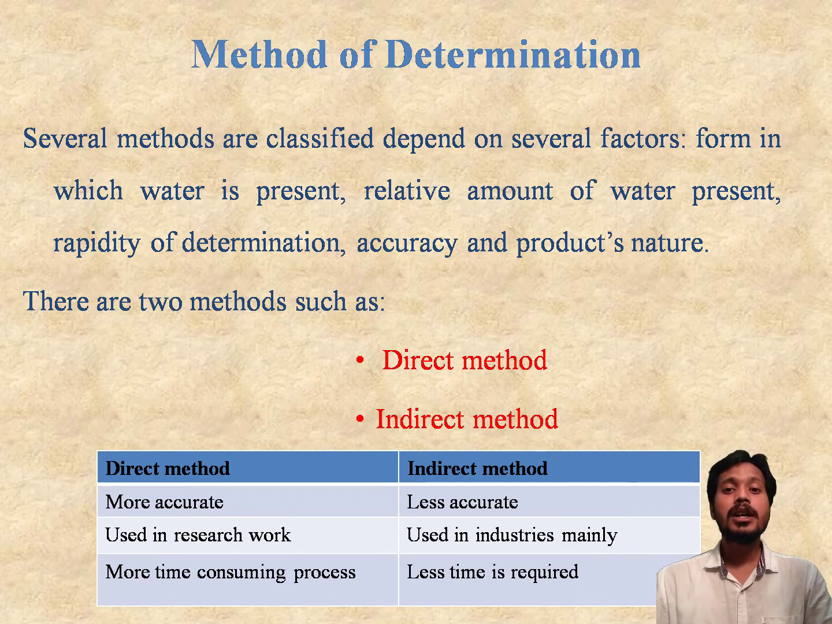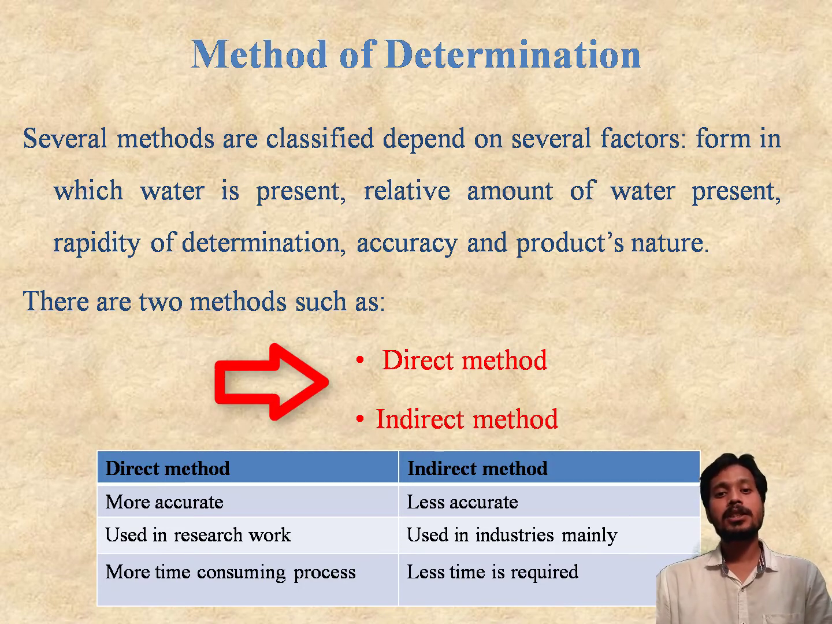Now how will you determine that 20% moisture is present? There are two methods available, mainly the direct method and the indirect method. So what is this direct method? In the direct method, we determine the amount of moisture directly by experiment. But in the indirect method, we don't evaluate the moisture directly.